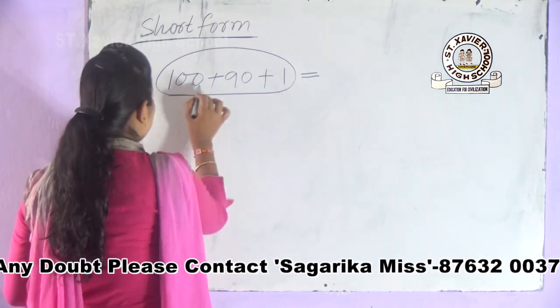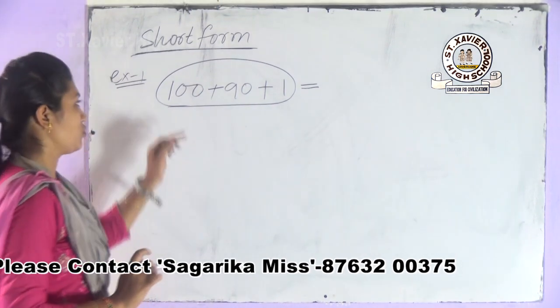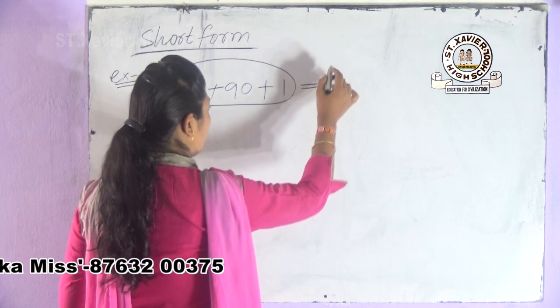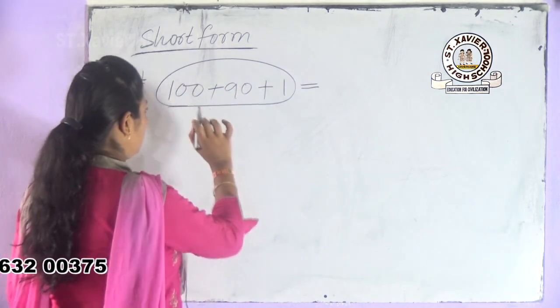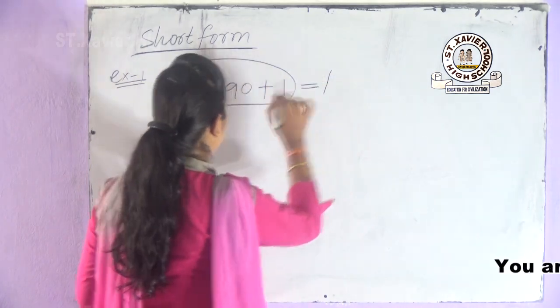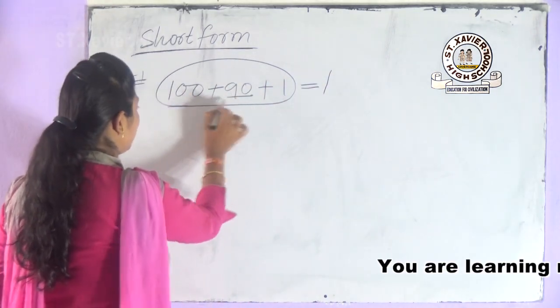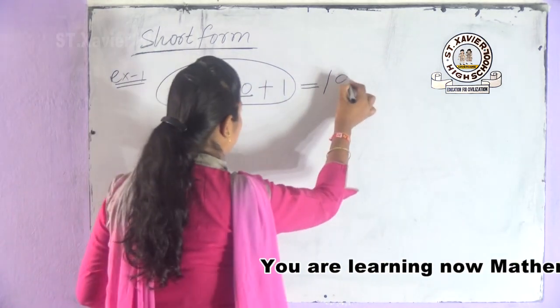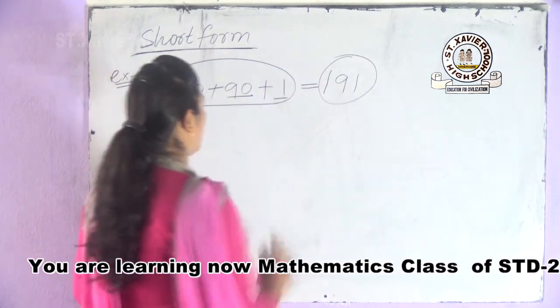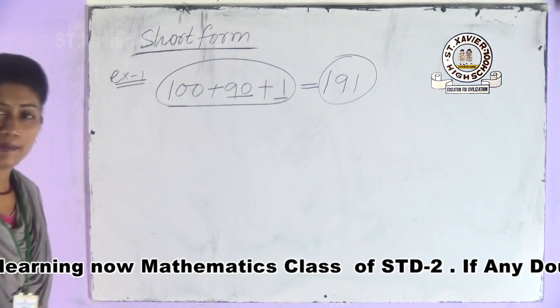Now, this is a 3-digit number, yes or no? So this is a 3-digit number and you have to write the first number, which is greater than all these expansions. So you have to write first 1, then the 2-digit place, that is 9, then the 1-digit place, this is 1. This is the short form of this expansion.